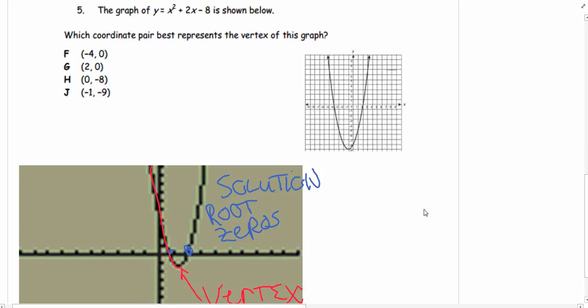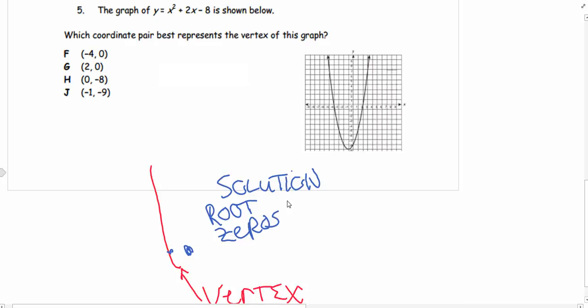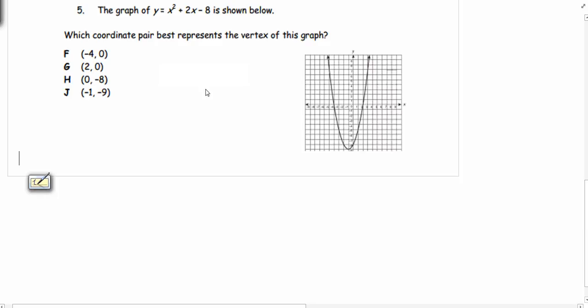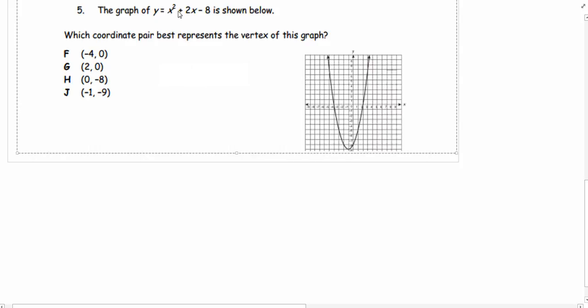Alright, let's go to the next problem here. Let's see if I can get rid of this. We don't need that anymore. And let me erase all this other business down here. Alright, it's all gone now. Okay, we have a graph here, and this time we have the picture of the graph, not just a blank one. And we don't have to type this equation in if we don't want to.